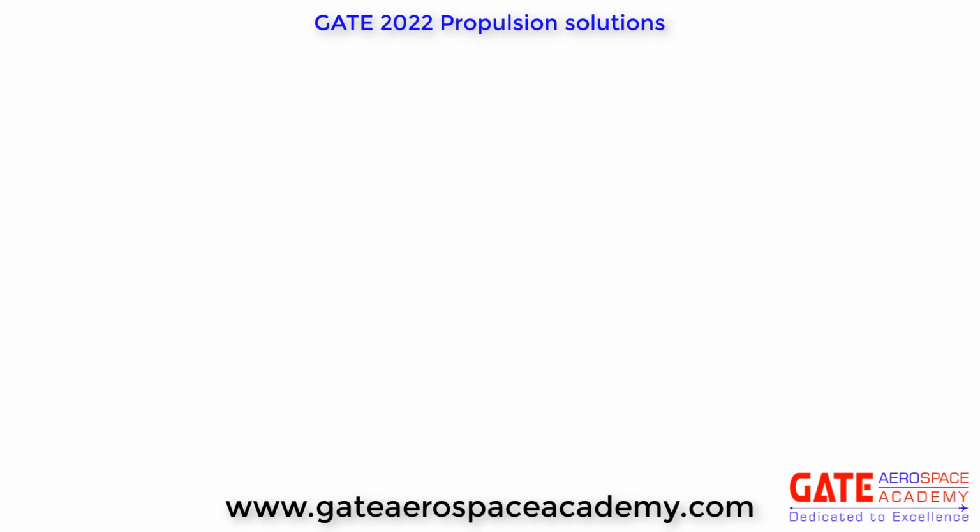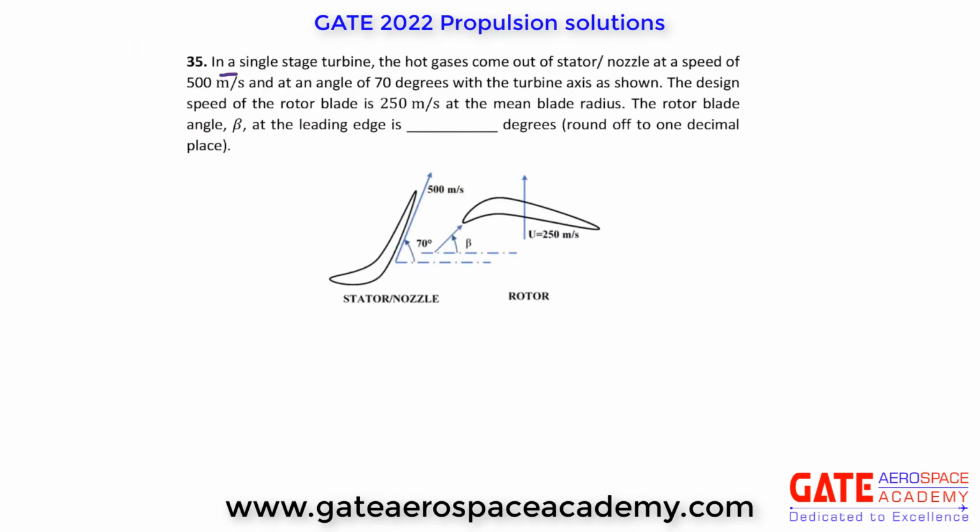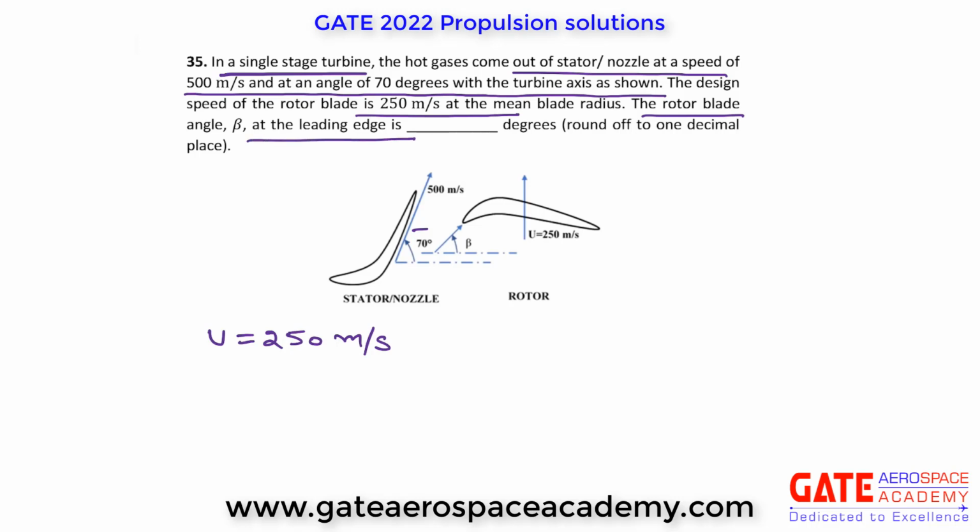Question number 35. In a single stage turbine, the hot gases come out of the stator nozzle at a speed of 500 meter per second at an angle of 70 degree with respect to the turbine axis as shown. Right, here it is 70. The design speed of the rotor blade is 250 meter per second. So U is equal to 250 meter per second. The rotor blade angle beta at the leading edge is, we have to find out this angle beta.